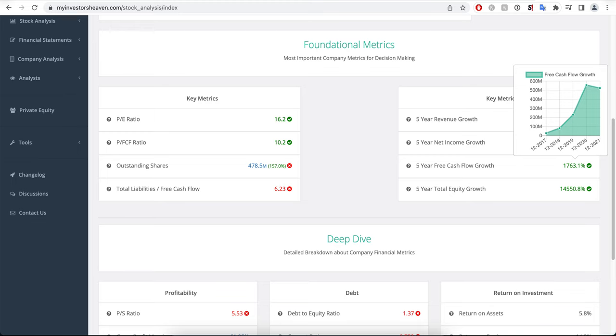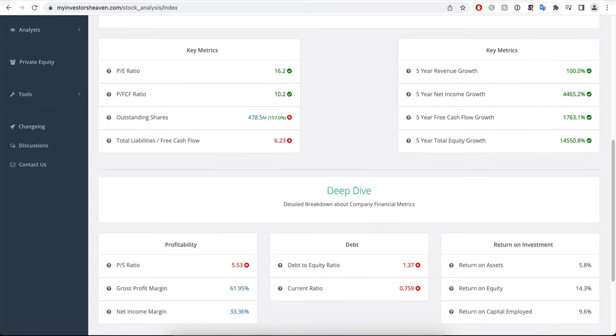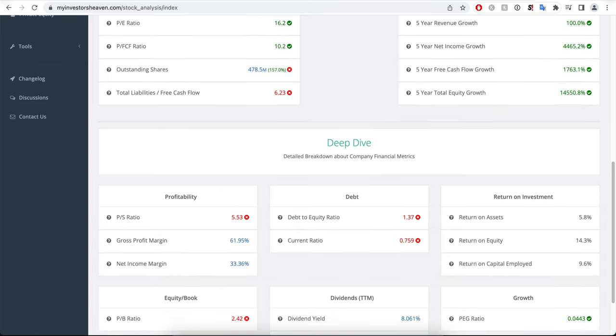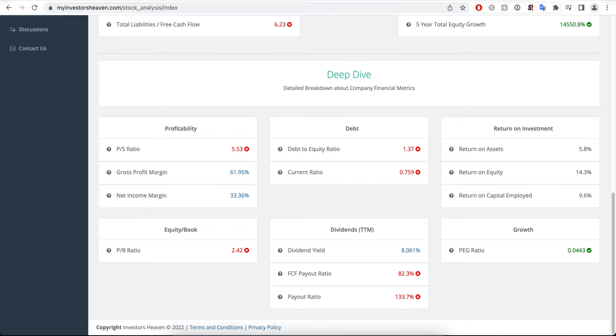And the 5 year free cash flow is still pretty much growing over here, with a total equity growth more than likely due to pretty much shares being printed. And the margins of the company are rather high when they are positive, is another thing. Again, that's something to be expected for this kind of industry.